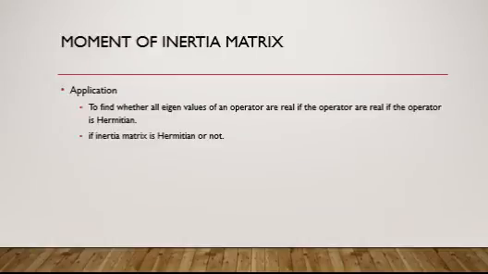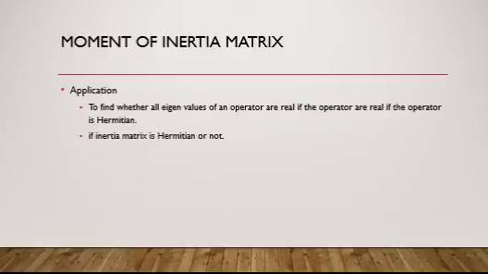Now let us see the moment of inertia matrix. The inertia matrix has multiple applications. It has been used in understanding the dynamics of a spinning top and calculating eigenvalues in quantum mechanics. Some places where this is applied are to find whether all eigenvalues of an operator are real if the operator is Hermitian, and to show whether an inertia matrix is Hermitian or not. Let us now understand how it is used in understanding the dynamics of a spinning top.